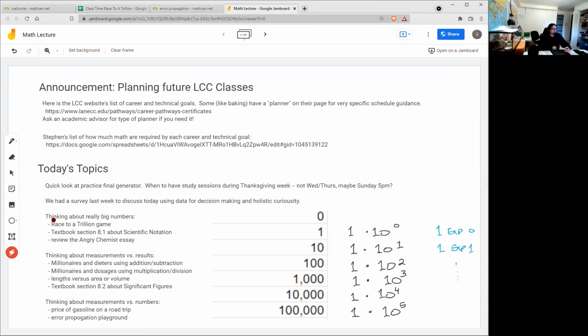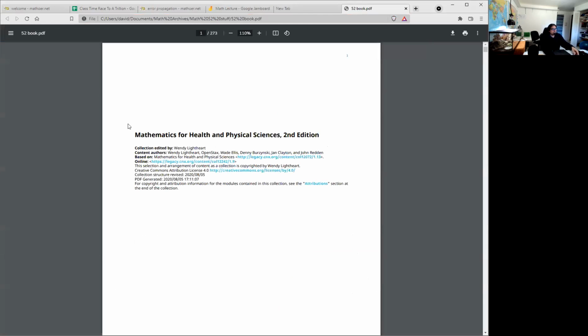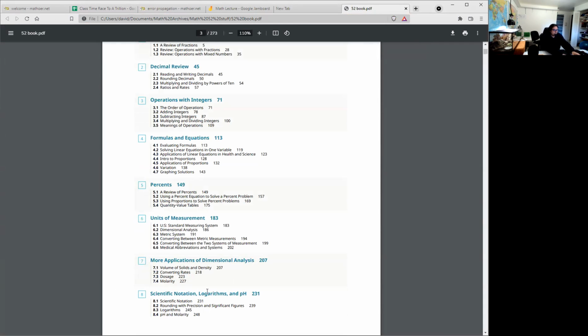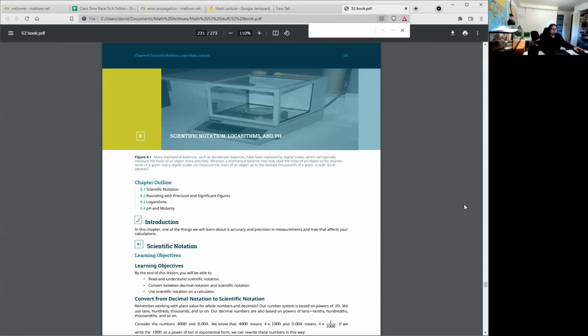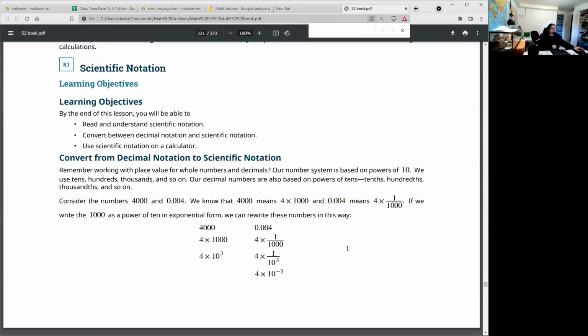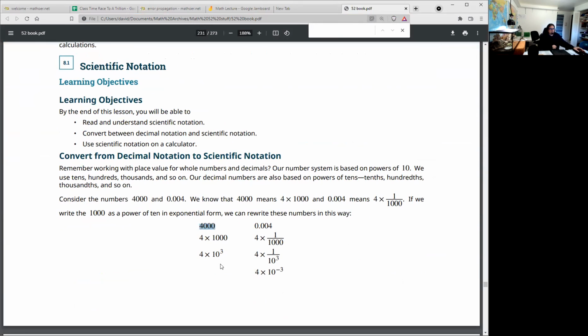Okay, back to here. So we've now done this one. When we're looking in the textbook about scientific notation, let me now open that up. Page 231. Then let's see what the textbook says. So it's giving you examples. Here's different numbers. We could write 4,000 as 4 times 1,000, or 4 times 10 to the third. We could write 4 thousandths as 4 times 1,000th, or 4 times 10 to the third on the denominator.